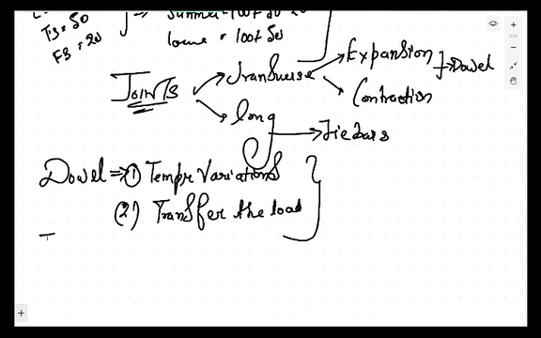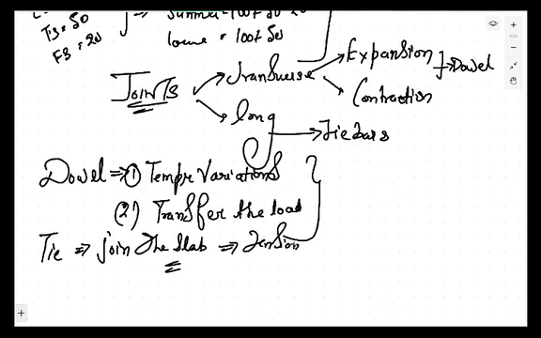But if you see the function of the tie bars, the tie bar has only one function: to join the slab. No load transfer, nothing. The tie bars are designed for tension. They have only one function, that is to join the slab. No other function. They cannot transfer load. They cannot handle temperature variation. They are designed only for joining the slab.